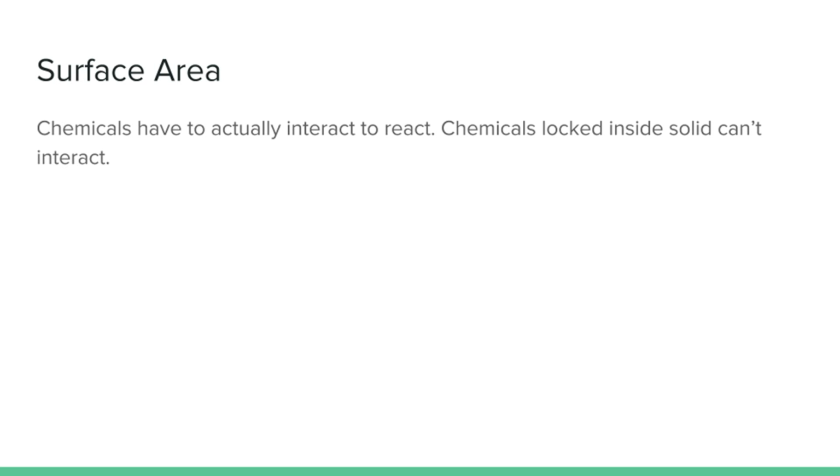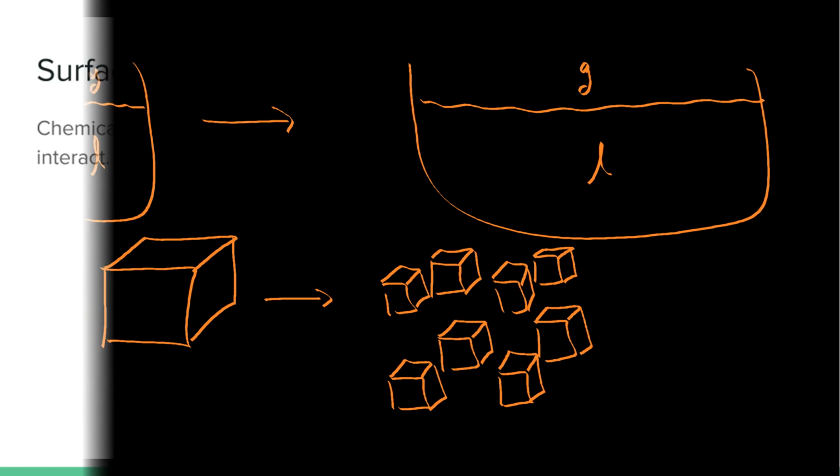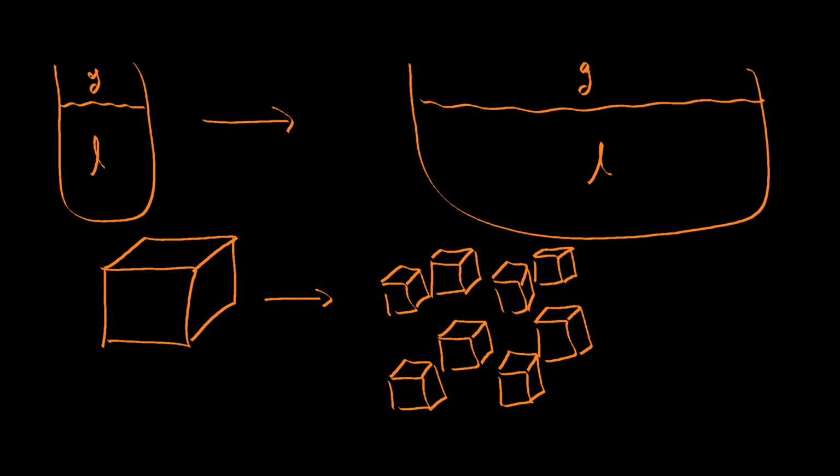So if there are different phases involved, then you can increase the reaction rate by increasing the area where the phases are touching. So here we have a couple of examples of different phases involved in a reaction. Up top, we have a liquid and a gas. The only place they can react is where the gas and the liquid are touching.